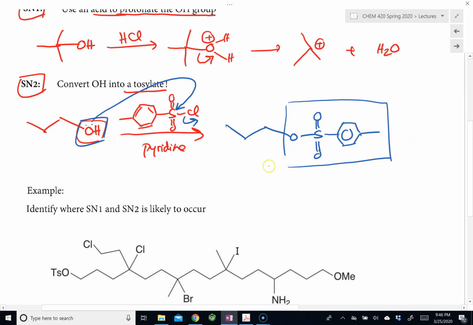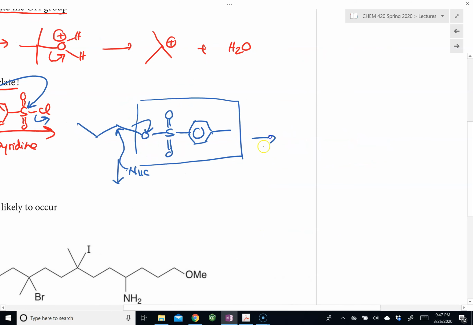So if we were to now take this and react this with a nucleophile, the nucleophile will be able to come in and attack this carbon and kick off this entire leaving group to become this product. And after the leaving group has broken off already, it would then become as follows.